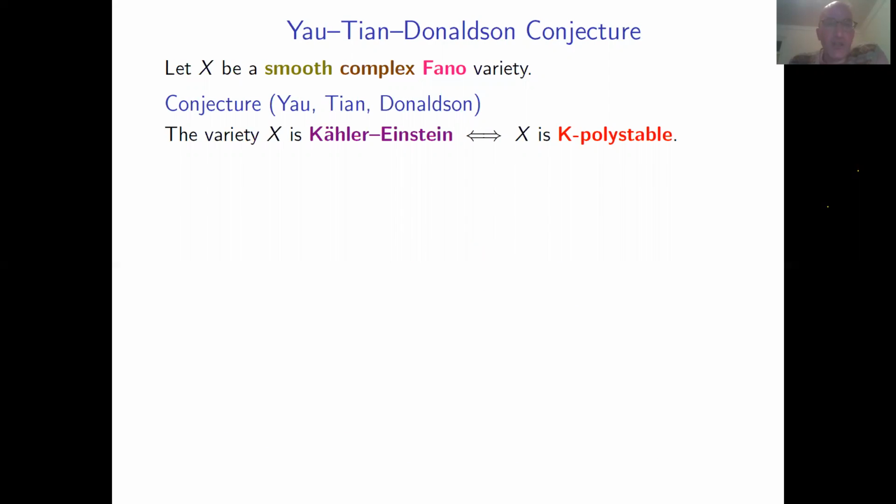Okay, so this eventually and other results led to this famous conjecture, the Yau-Tian-Donaldson conjecture, which basically says that if you have a smooth complex Fano variety, it's Kähler-Einstein if and only if it's K-polystable. Okay, so K-polystability is a technical notion, and I decided in this talk not to give a definition, because first of all, this notion evolved over the last 20 years.